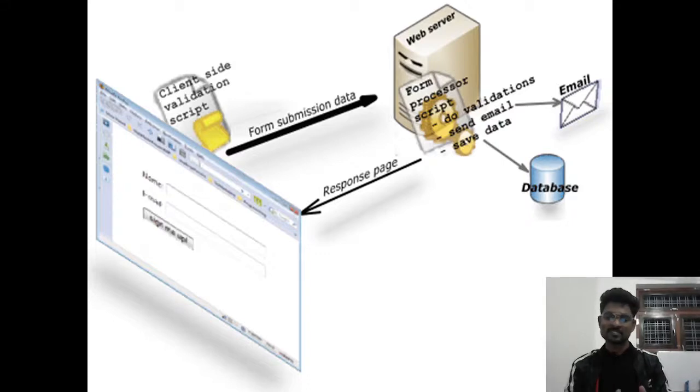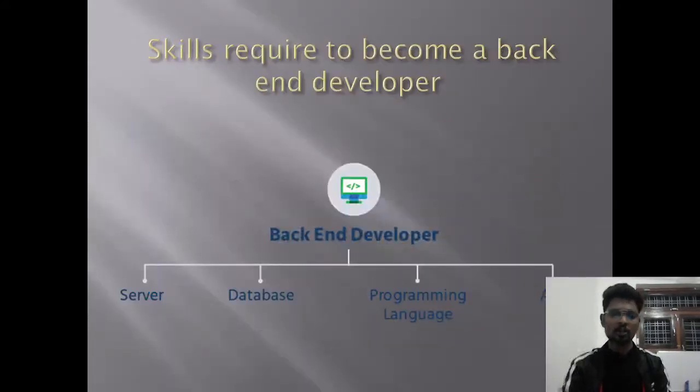So that's pretty much how the backend works. Let's talk about today's main agenda: the skills required to become a backend developer. These are the important topics for a backend developer: server, database, programming language, and APIs. Let's cover all the topics one by one.